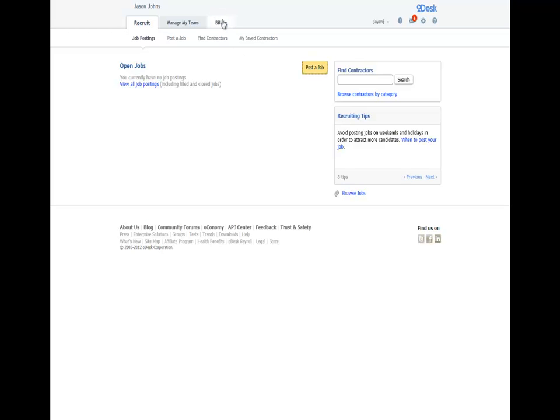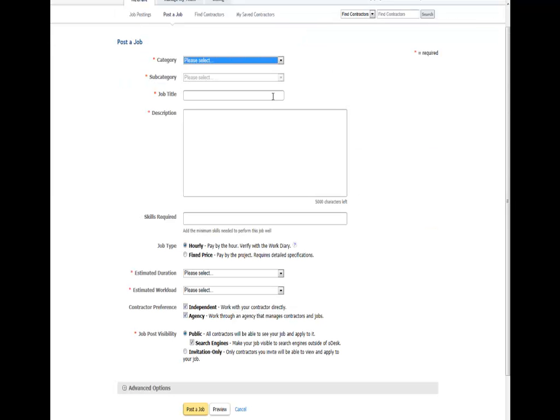But once you're in here and you enter your billing information, you will find that you can pay by PayPal, which is obviously very important for some of us. It's a lot easier to pay for. Okay, so here's how you post a job.